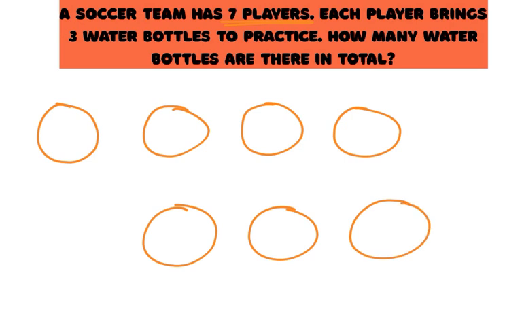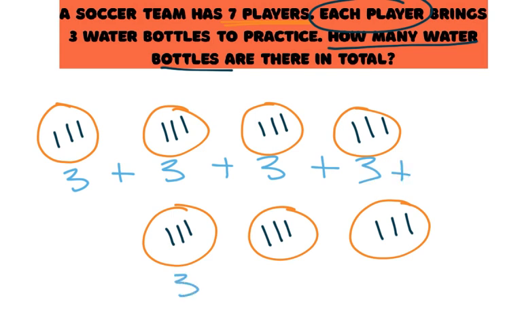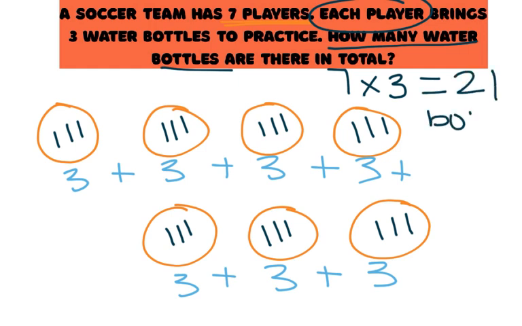I'm going to represent my players as 7 circles. And it says that each player is going to bring 3 water bottles. So player 1 has 3, player 2, player 3, 4, 5, 6, and 7. Each of them brings 3 water bottles. How many water bottles are there in total? So if I skip count by 3, or as you have seen, my repeated addition sentence, I can note that there are a total of 21 water bottles. I know that because my 7 players times 3 water bottles equals 21 bottles.